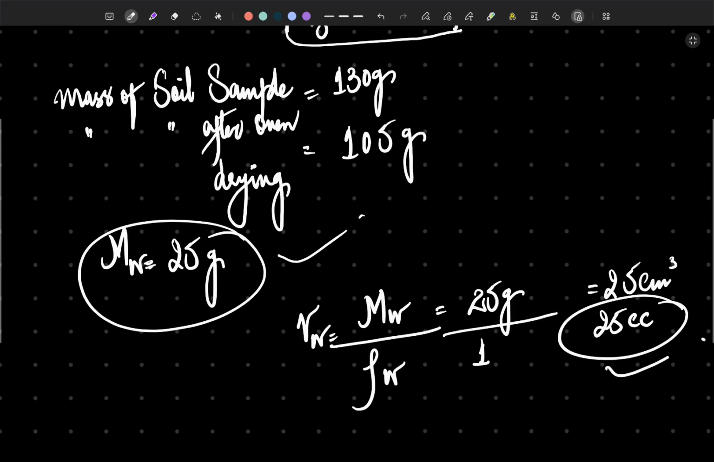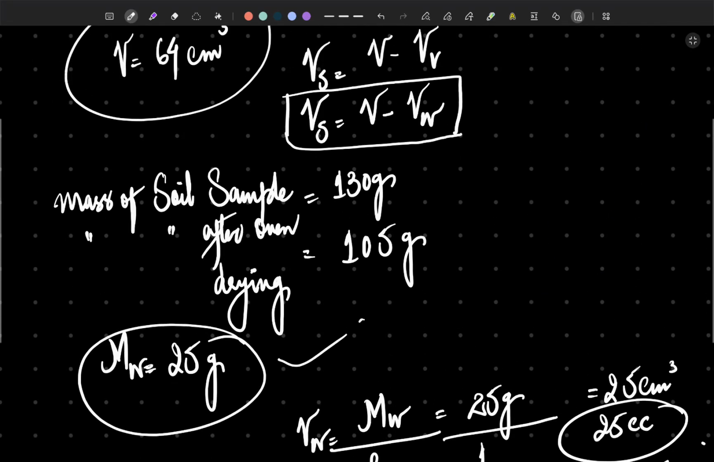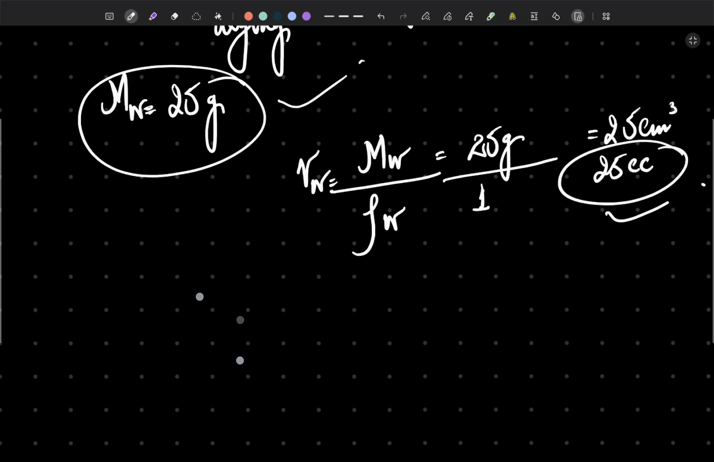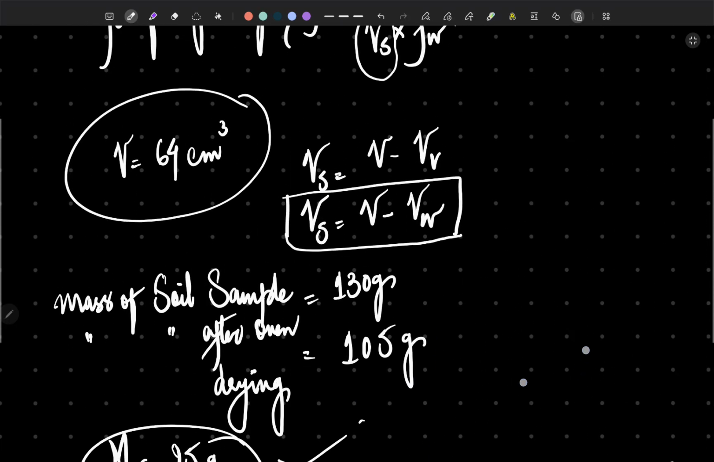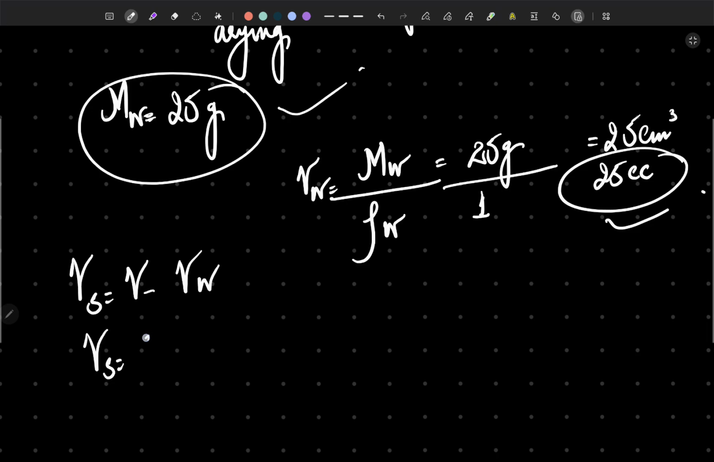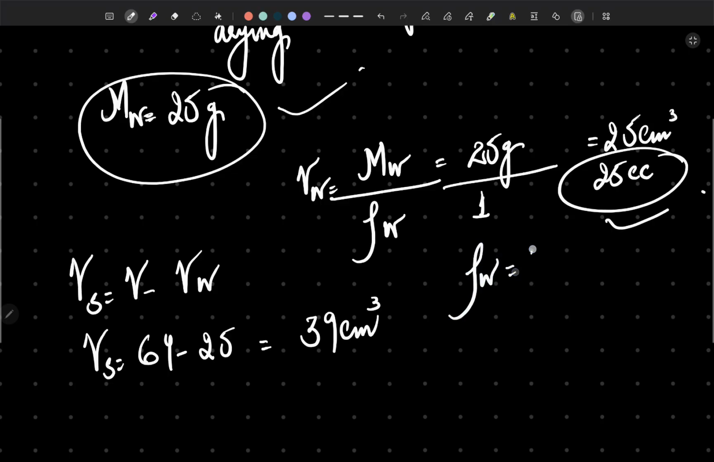So we have found this thing. Now we can very easily find the volume of solids. Volume of solids is total volume minus volume of water. Total volume was how much, or is how much rather? 64 cc minus this is 25 cc, so it is 39 cubic centimeter. We have used density of water as 1 gram per cc.